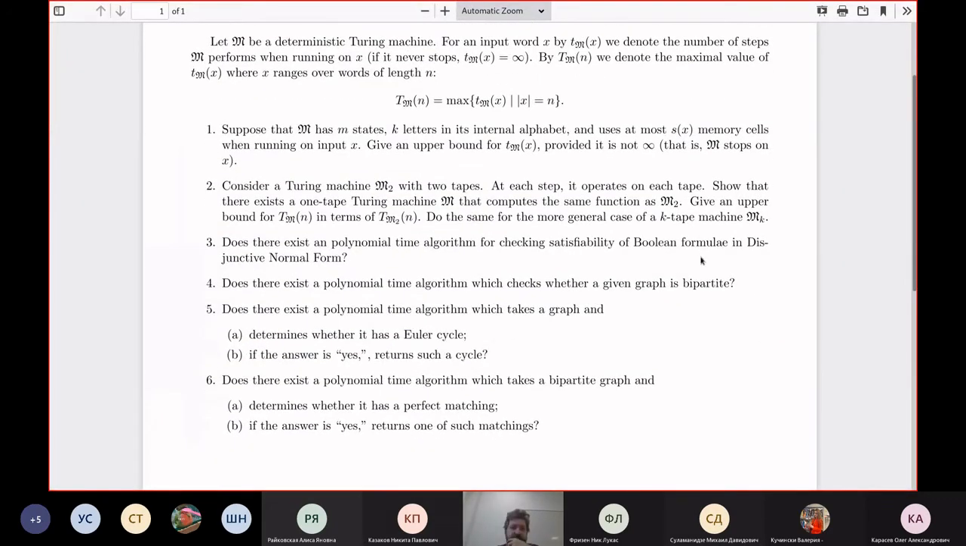So now let us consider problem two, that you have two tapes, and at each step your machine operates on each tape, and we have to give a bound for this machine in terms of a one-tape machine. So we should emulate a two-tape machine using a one-tape machine.